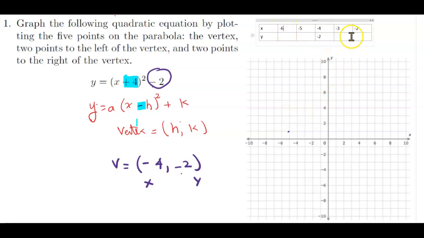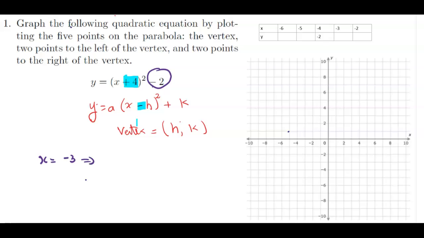So we know our x's. Now we need to figure out what our y's are. Let me get rid of this first. All right, let's do the first point. We want to figure out, whenever x is equal to minus 3, what will be the value of y. So y equals minus 3, just plug it in, plus 4 squared, minus 2. Minus 3 plus 4 is 1, 1 squared is 1, 1 minus 2 is minus 1. So this is going to be minus 1.